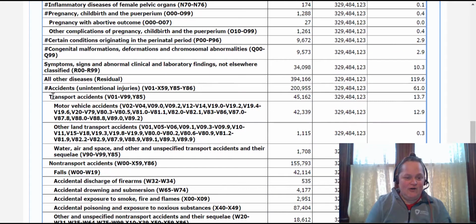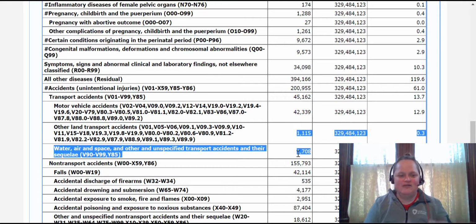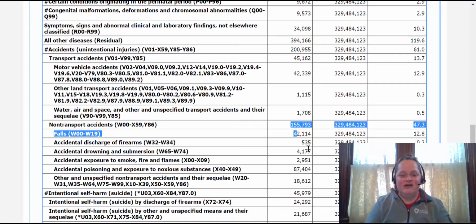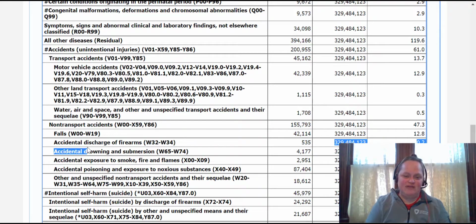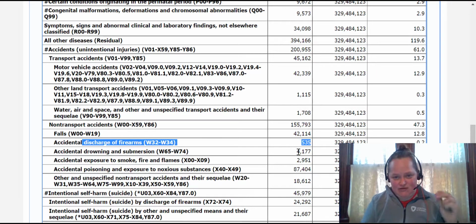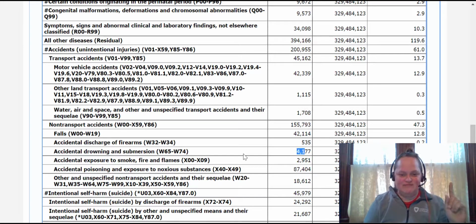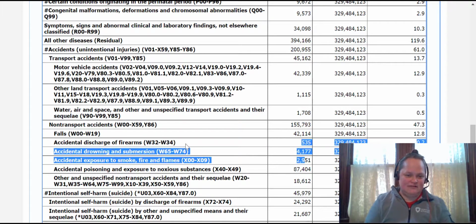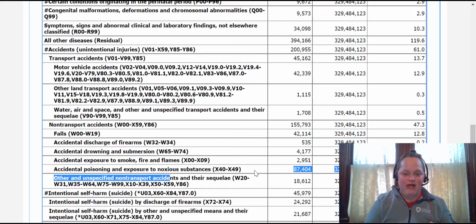Okay, so accidents, and here's where we get it broken out. Transport accidents, motor vehicle accidents. So most transport accident deaths are motor vehicle. Then we get others, land and water, air, space. Non-transport. Then we see the non-transport broken out by falls. Accidental discharge of firearms. This is very low. People have asked. It's very low. Intentional deaths caused by firearms, high, and mostly suicide. Drowning. Drowning's very high, relatively. Smoke, fire. Accidental poisoning.